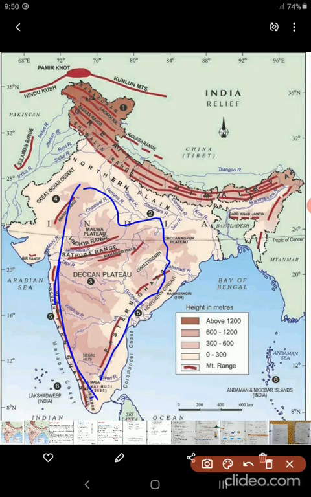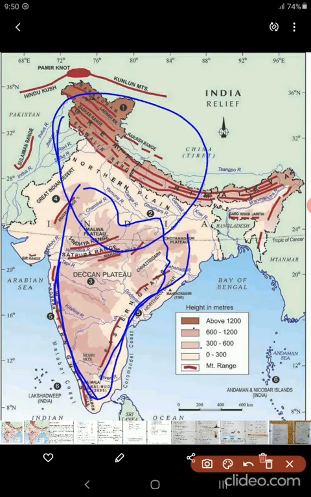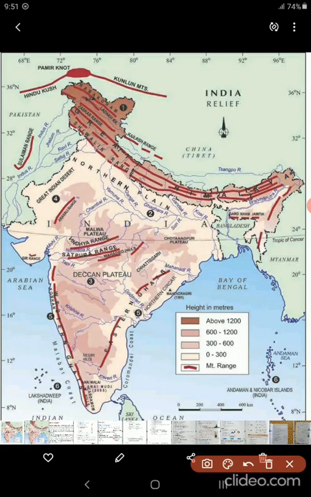So we study the Peninsular Plateau. Peninsula, I already told you, means a landmass that is surrounded by the sea on three sides, and on one side we have land. Three sides are surrounded by sea, and one side is landlocked. That we call the Peninsular Plateau. That is the reason why we call this particular region, as you can see, the Peninsular Plateau.